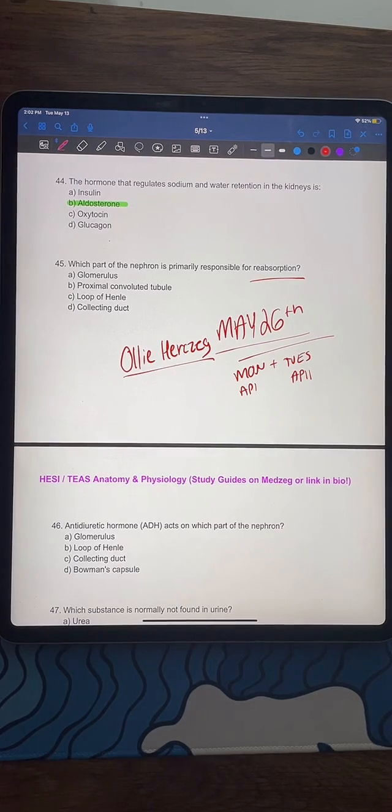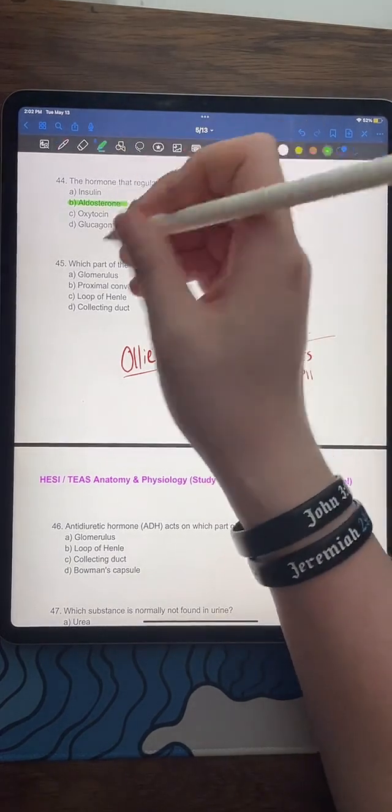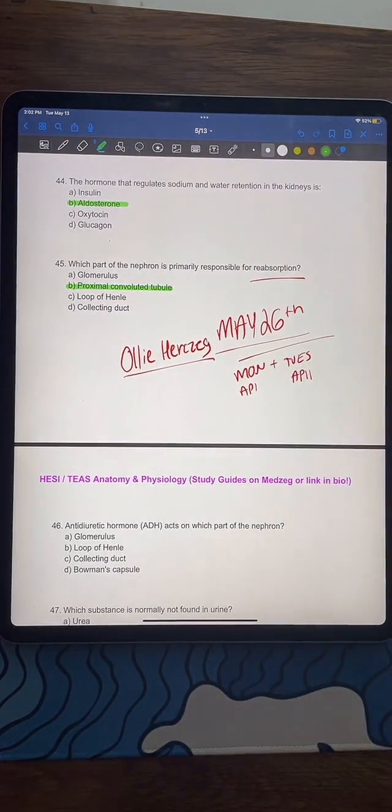But number 45, which part of the nephron is primarily responsible for reabsorption? The answer is B. It is the proximal convoluted tubule. This is where most of the filtrate's water, electrolytes, and nutrients are reabsorbed.